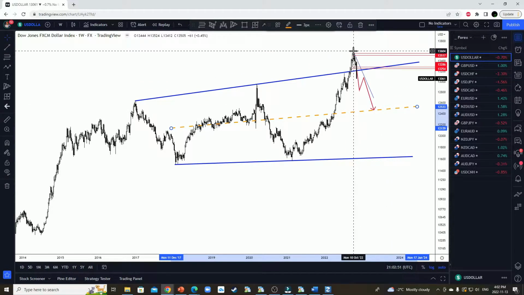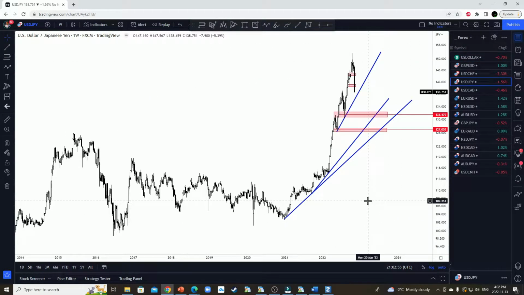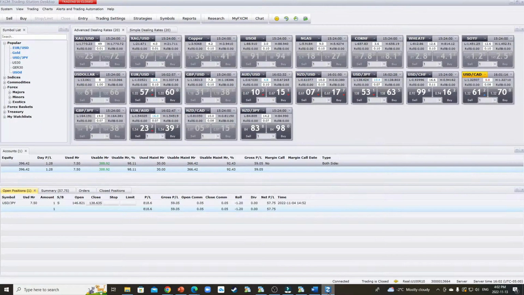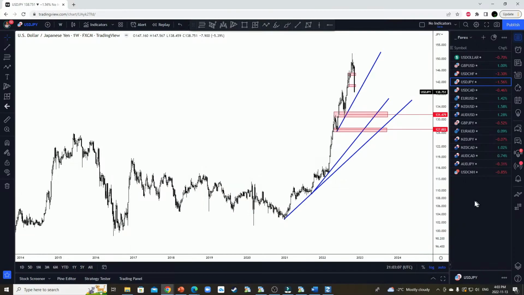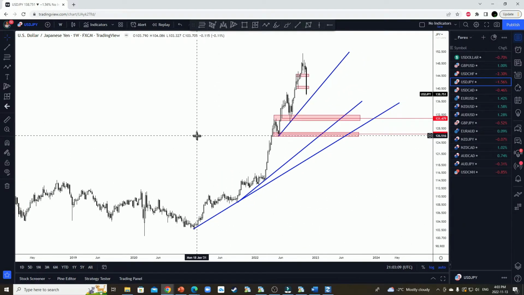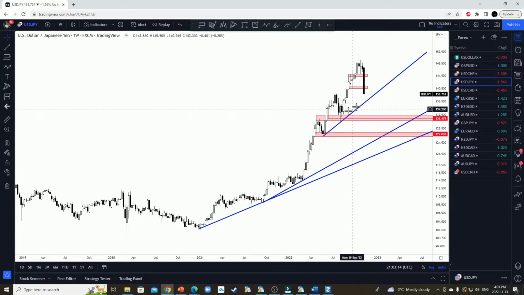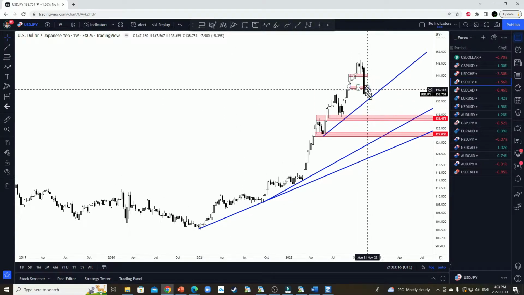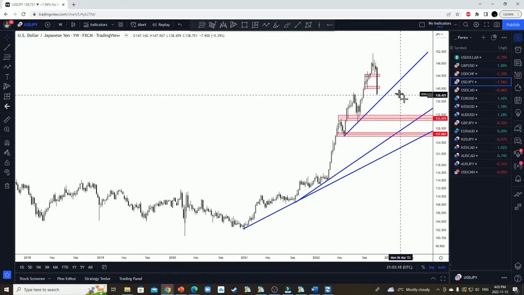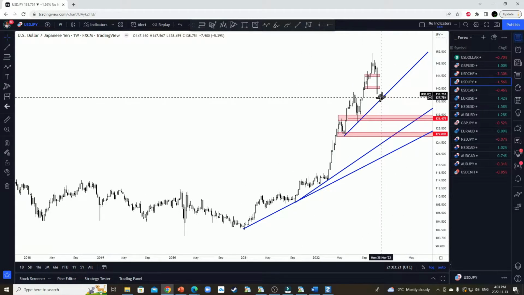So this is the general plan, and now I'm trading the USD yen. I'm short still, as you can see from the account over here. The market is closed right now, but it will open shortly in a few hours. So the first support is going to be this line, and I expect some type of small accumulation that might last for a little while at this point.